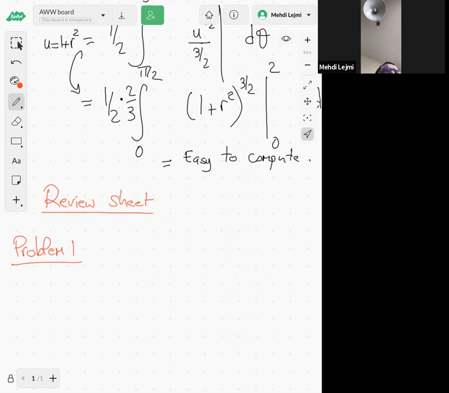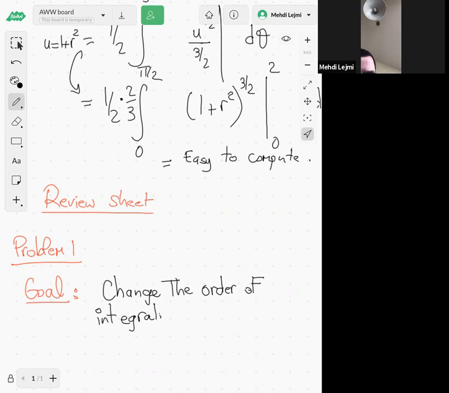If you want to just integrate e to the x cubed with respect to x, that's very hard. You'd have to use some approximation, and the same goes for sine of x squared. So the goal is to change the order of integration. Let's do the first one, e to the x cubed.